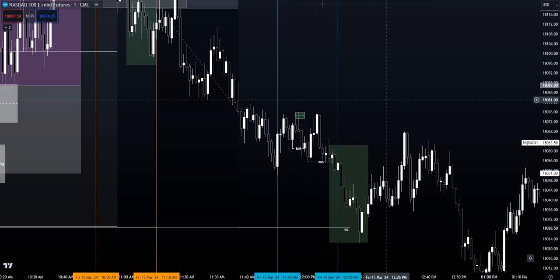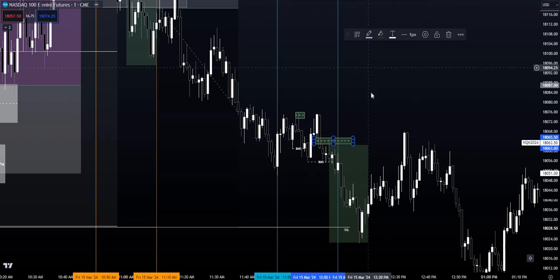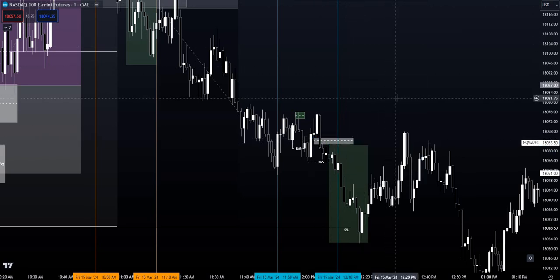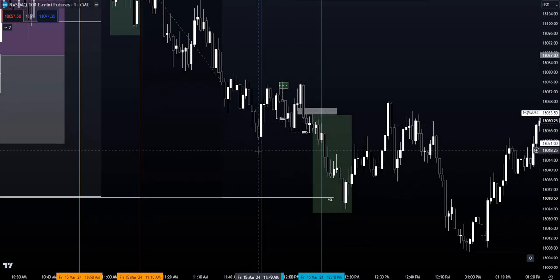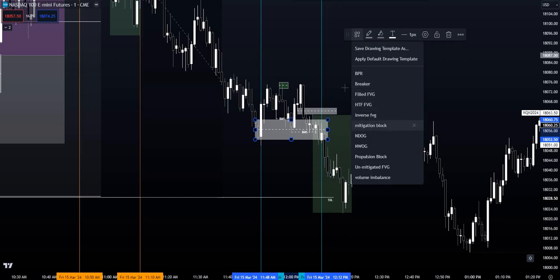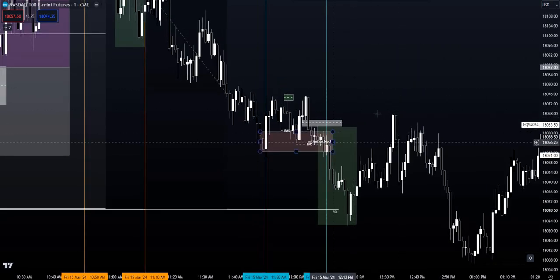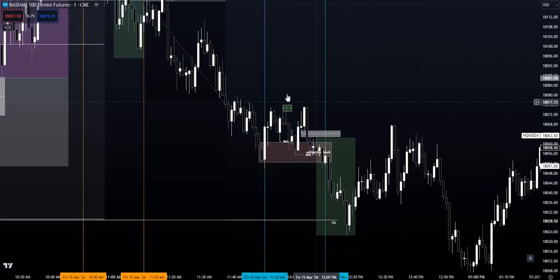Now, there are two different setups we could have used. We could have used this fair value gap, but this wouldn't be a higher probability setup for us. What we would be using is after we displace over this black candle. What is this black candle, you may ask? This is a mitigation block. Why isn't this a breaker block? It is not a breaker block because we didn't take buy-side liquidity.